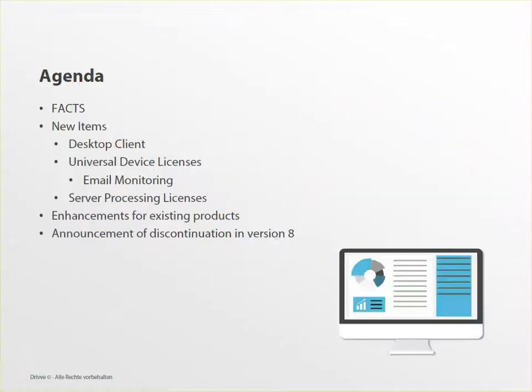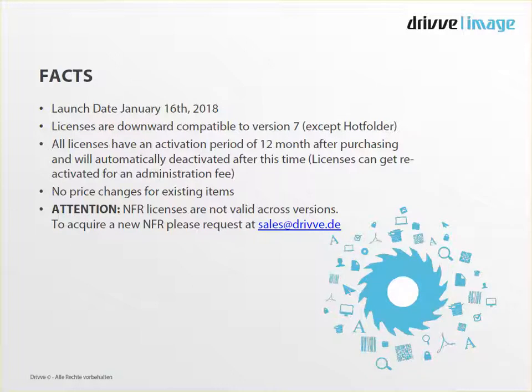So let's start. This is a little agenda and we dive right into it. The facts are: launch date is January the 16th, and from there on Drive Image licenses will be version 8. The licenses are downward compatible to version 7. Drive Image licenses, and by the way Drive DM licenses as well, are always compatible to the last two versions. At the moment, since we are still at version 7, we support versions 6 and 7. And from the launch date on, we will provide versions 7 and 8.